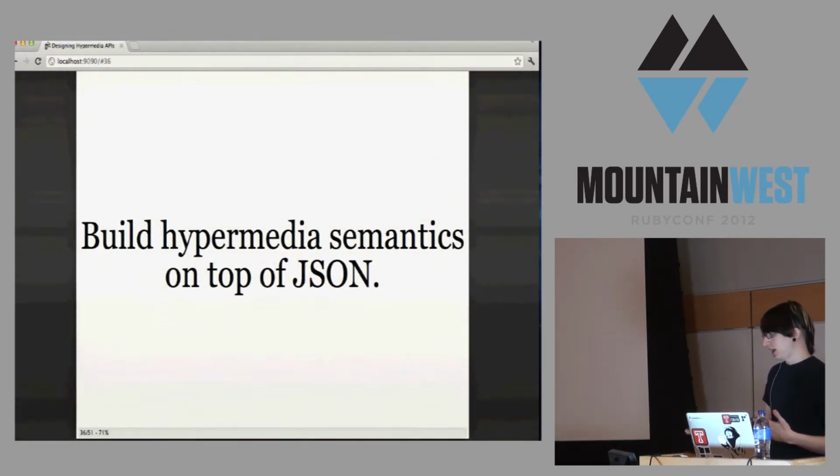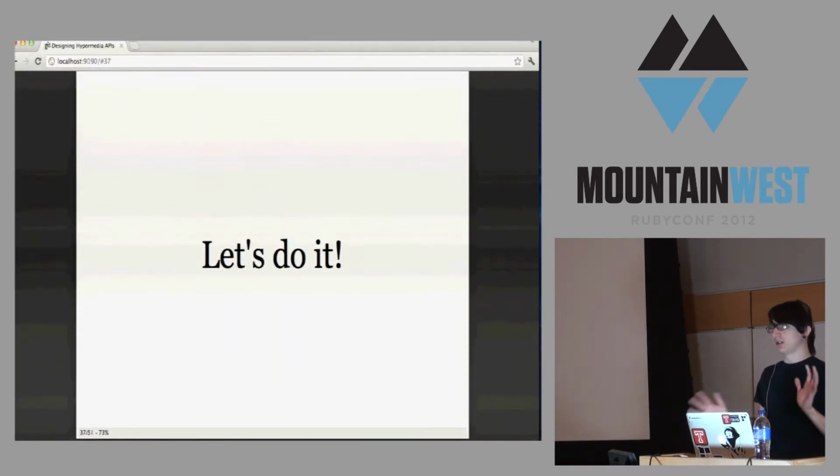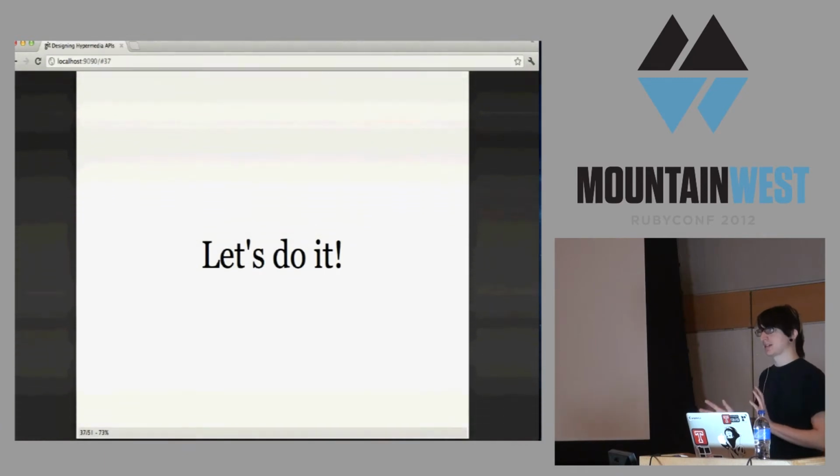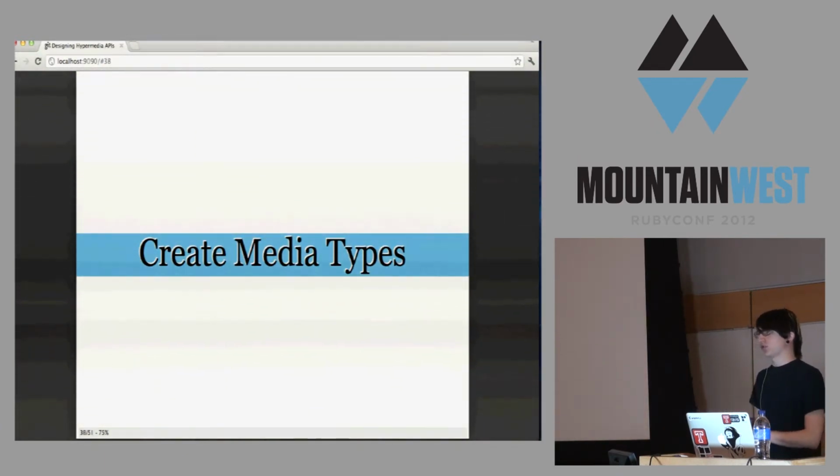But I'll be showing you an example of a JSON hypermedia type, basically. So the serialization format is not the problem, it's the semantics on top of that. So all right, let's actually do this. In this case, I'm going to create a media type.